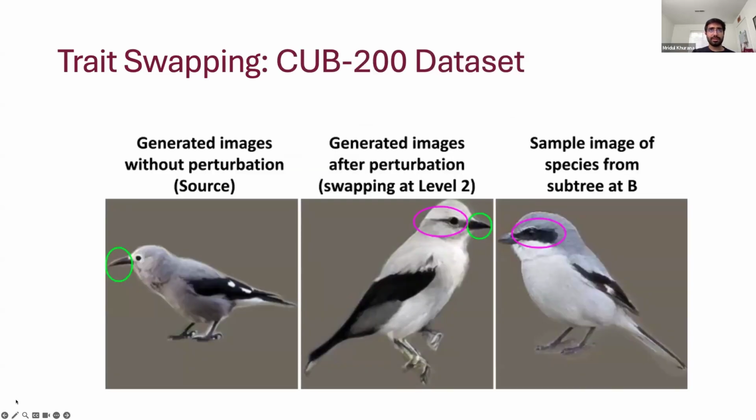We also show results on the CUB data set for birds, where similarly the middle image represents a hypothetical image, and we can see that it is borrowing the black stripe coloration around the eye from the species at the subtree P, where the beak still remains similar to the source species.